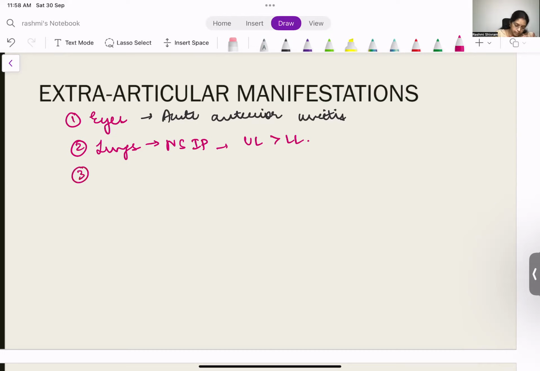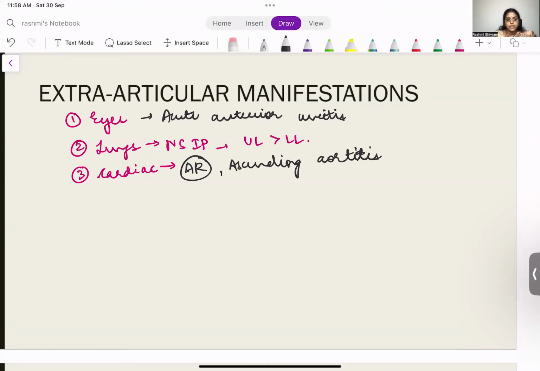What will you find in the heart? Cardiac involvement, you will find aortic regurgitation, or you can also have ascending aorta inflammation, which is ascending aortitis. So cardiac aortic regurgitation will be there, or you can also have ascending aortitis. This is very, very important. Cardiac manifestations of ankylosing spondylitis: the patient can have aortic regurgitation, or the patient can have ascending aortitis. Right, ascending aortitis.